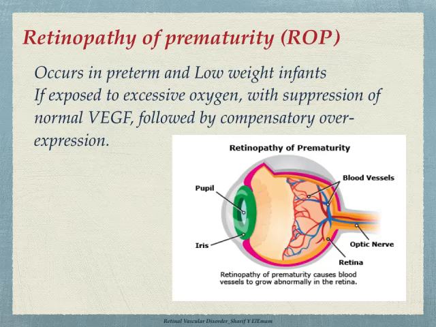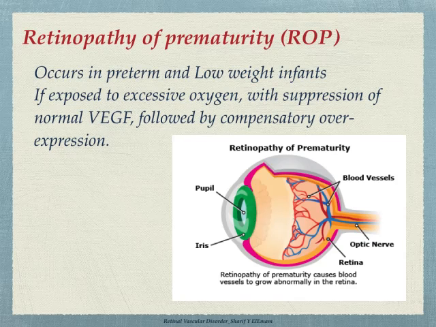It happens when the children are born prematurely, and unfortunately they go into an incubator and are exposed to excessive oxygen levels. This leads to suppression of the normal VEGF that is produced in these children to help in continuing the vasculature of the retina. So the excessive oxygen leads to suppression of the normal VEGF.